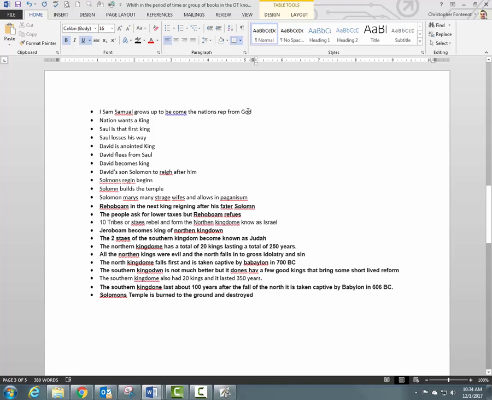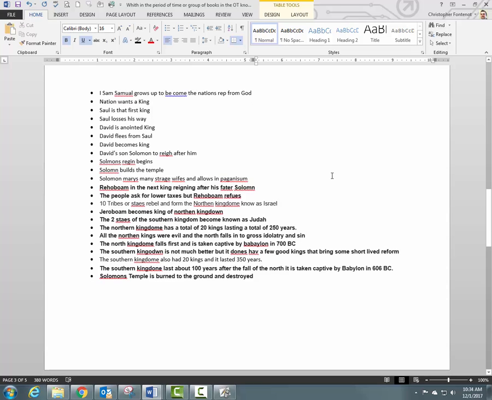So 1 Samuel, Samuel grows up to become the nation's representative from God. The nation wants a king. Saul is the first king. Saul loses his way. David is anointed the king, second king. David flees from Saul. David becomes king. David's son Solomon reigns after him. Solomon's reign begins. Solomon builds the temple, but Solomon marries many strange wives and falls into paganism.